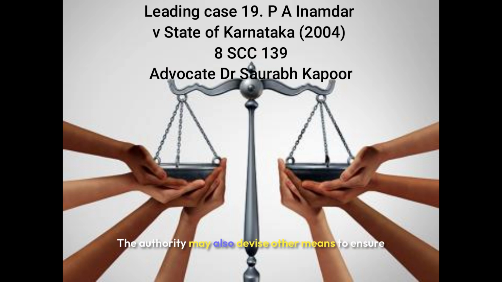The authority may also devise other means to ensure that admission is granted to an aided professional institution on the basis of merit. In the case of such institutions, it will be permissible for the government or the university to provide that consideration should be shown to the weaker sections of the society.